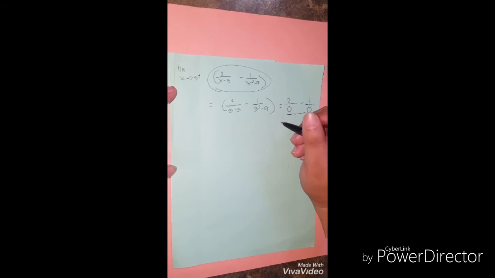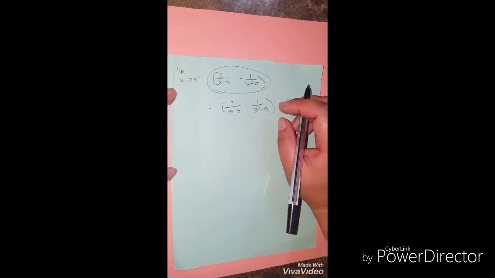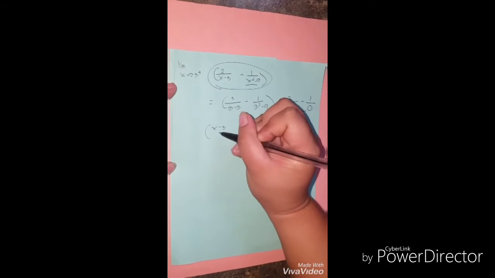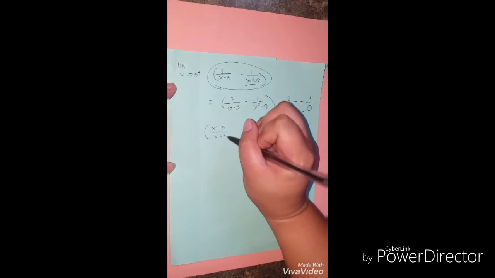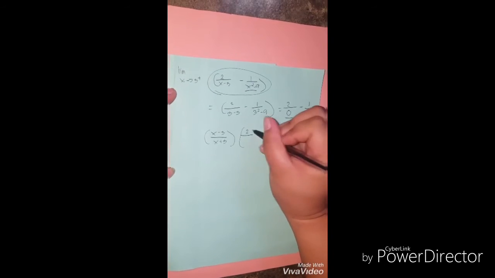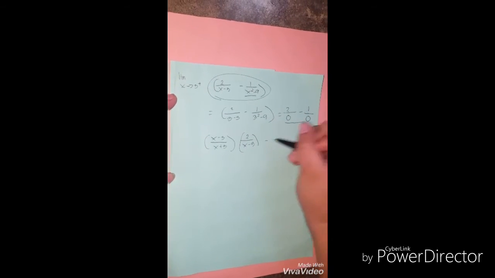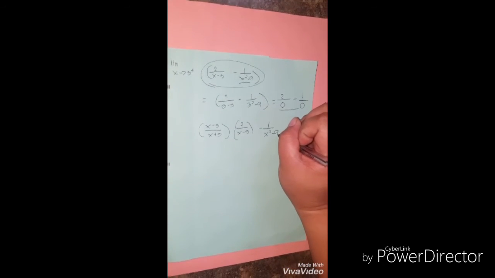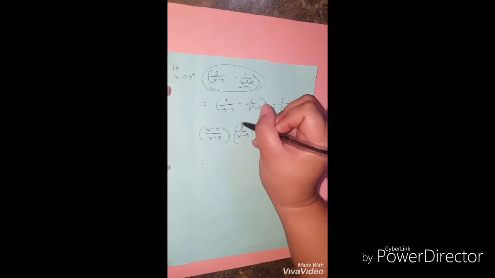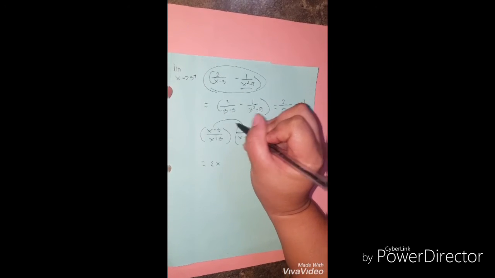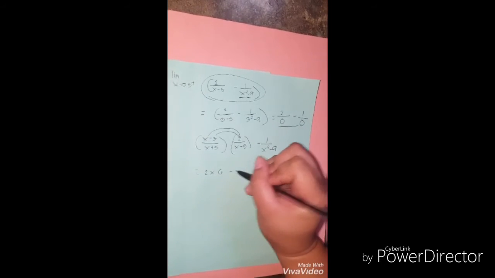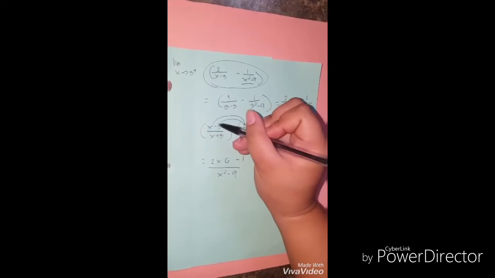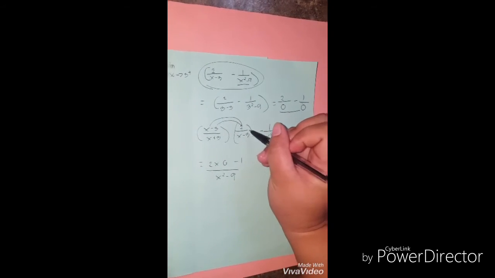And so, first, let's get the common denominator. I just factored the x squared minus 9 first. So, x minus 3 over x plus 3 times 2 over x minus 3 minus 1 over x squared minus 9. So, we distribute it. 2 times x equals 2x. 2 times 3 equals 6 minus 1 over x squared minus 9. The x minus 3 and x minus 3 are common factors, so we cancel it out.